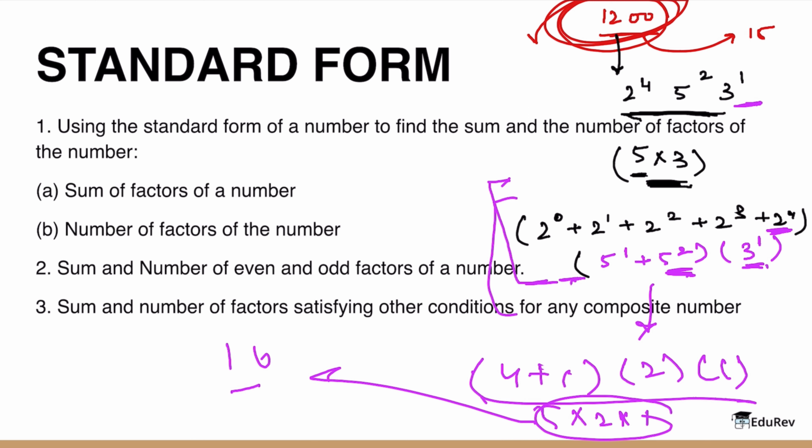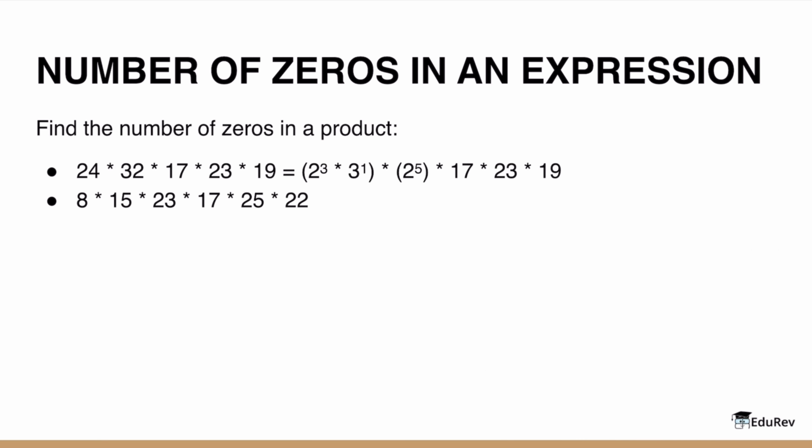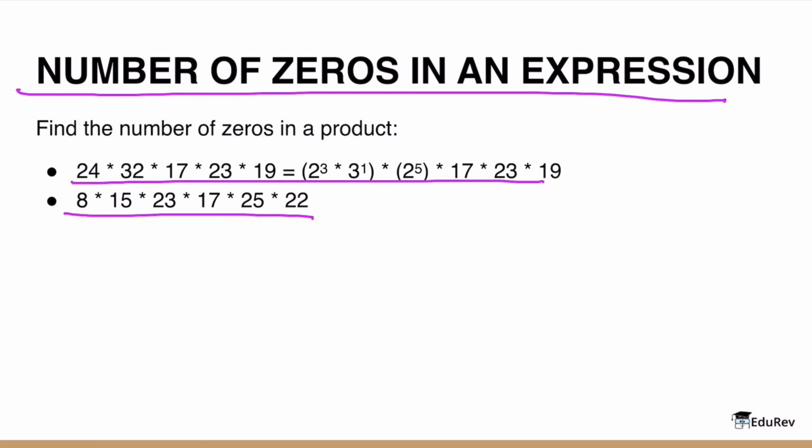So let's move forward now. Okay, I hope you understood this. Next is the number of zeros in an expansion. Now this is very, very simple. I have to find the number of zeros in this and the number of zeros in this, and with the help of these questions itself, I'm going to explain what this concept actually is.